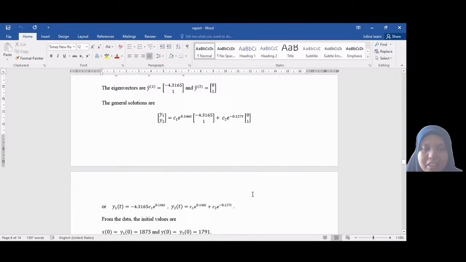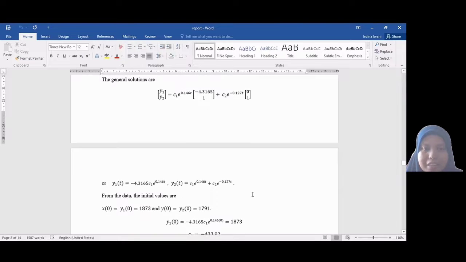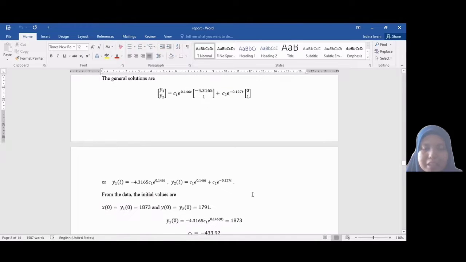We have obtained the general solution and we have substituted the data from the initial values, which are y1(0) equal to 1873 and y2(0) equal to 1791.